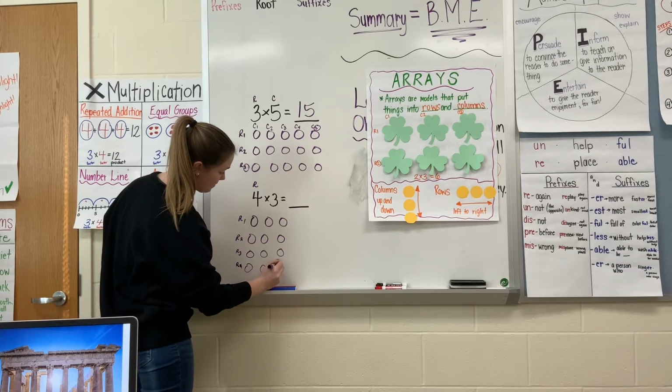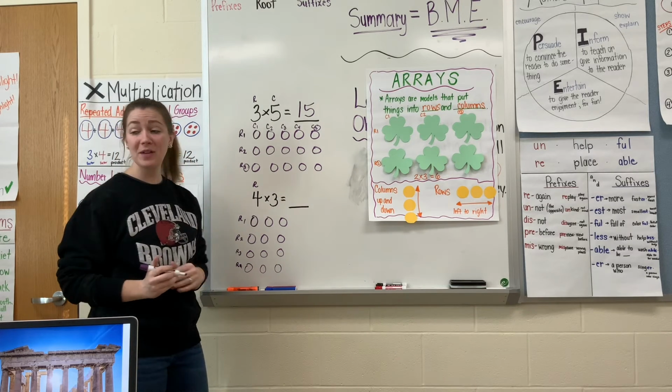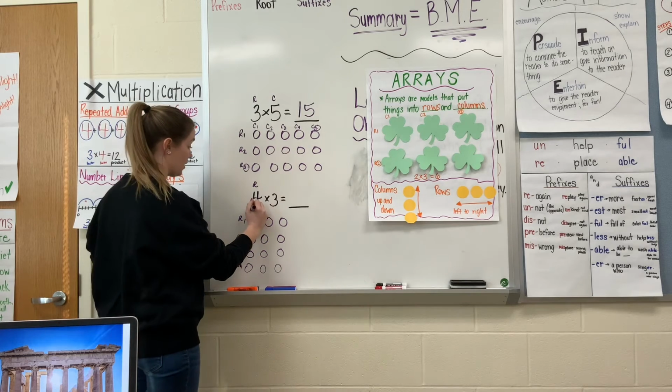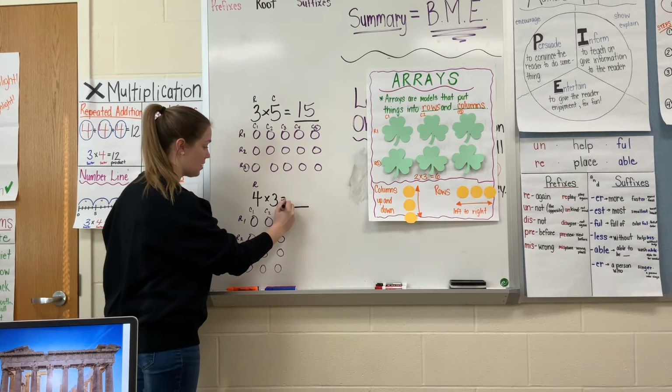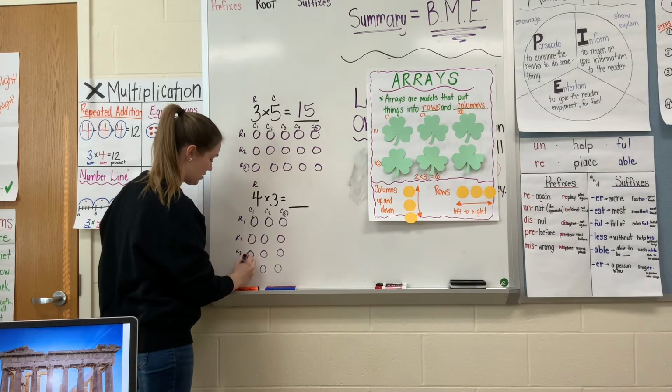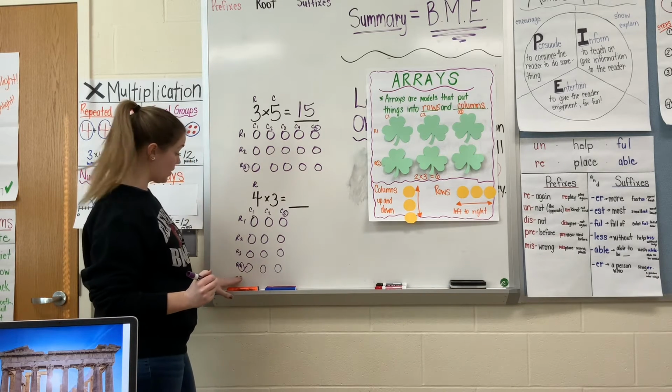Do I have my 3? Good. Now I'm going to label my columns. Right here I have column 1 goes up and down, column 2 goes up and down, and column 3. Now I'm going to check my array. Do I have 4 rows?